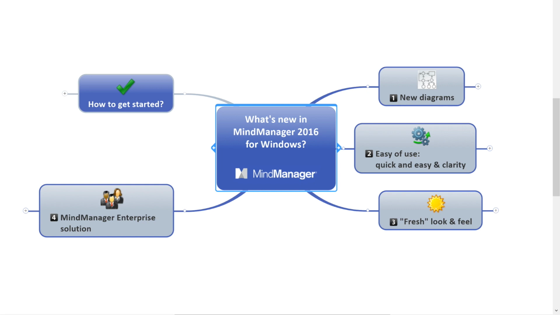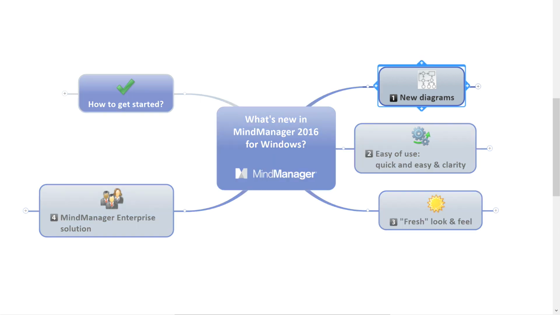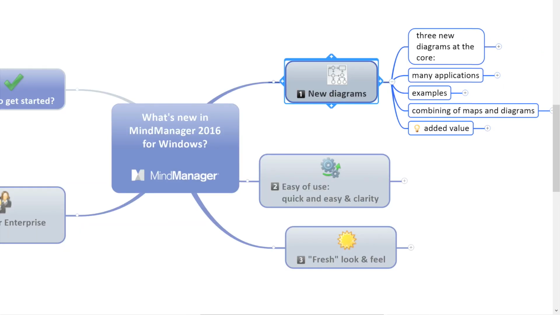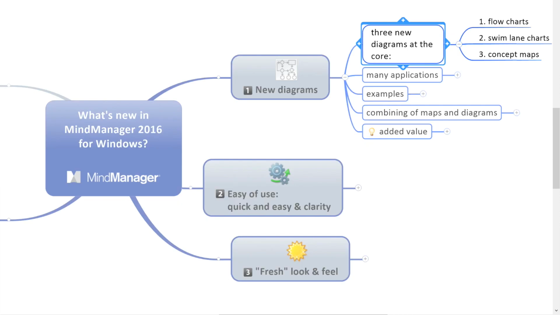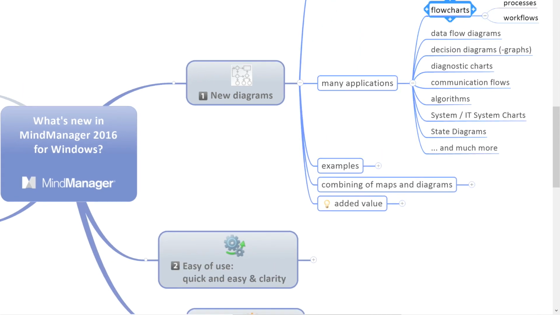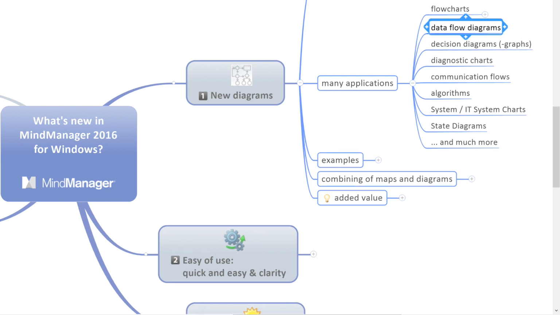So let's have a look at what's new in MindManager 2016 for Windows. First of all, there are these new diagrams. It's not just about mapping anymore, it's also about flowcharts, swim lane charts, and concept maps. And this brings many new applications. For example, flowcharting, not only of processes, but also of workflows, data flow diagrams, diagnostic charts, algorithms, and state diagrams, and much more.